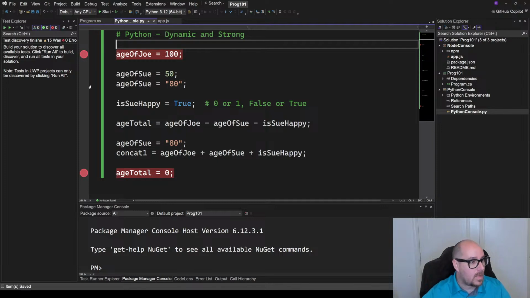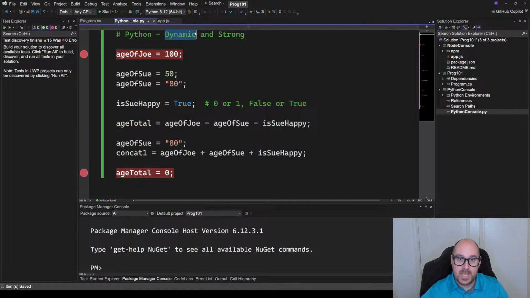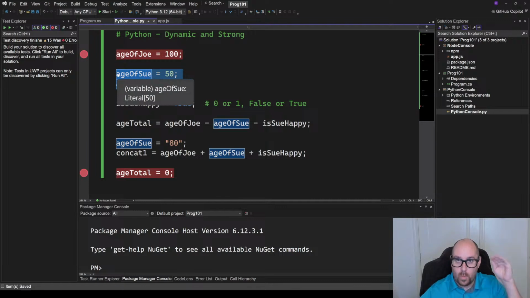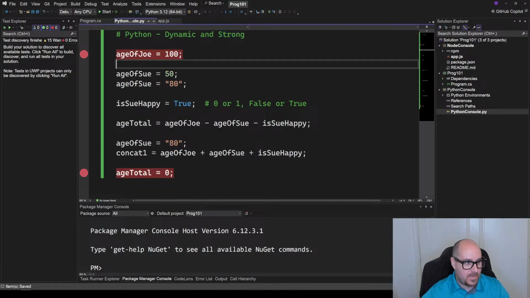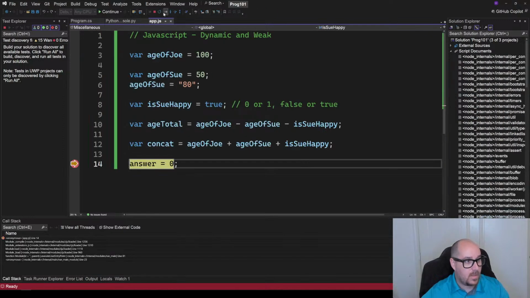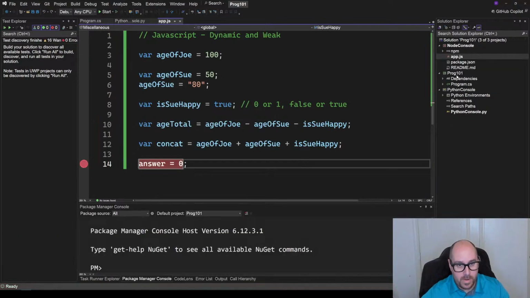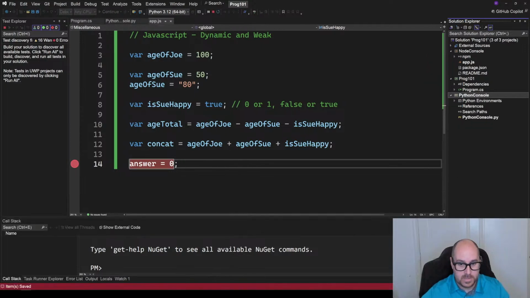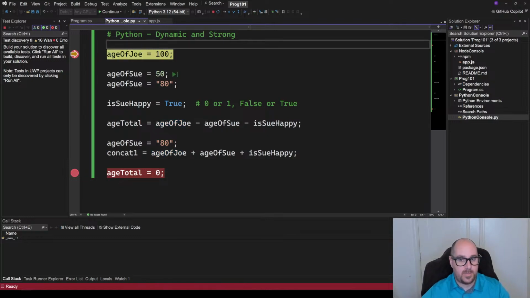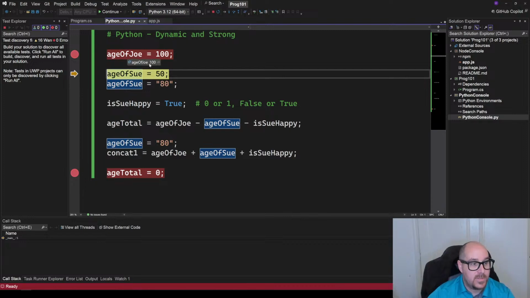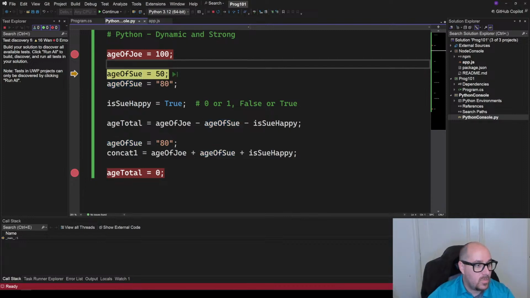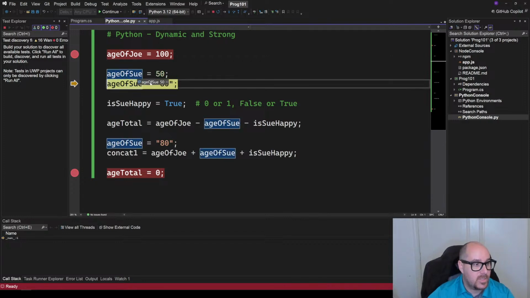Okay. So Python is dynamically typed, which means it cares about what these are while it's running. It'll decide what those types are while it's running. And it's strong typed. So let's talk about that a little bit. Let's just go ahead and run it. Python, set as the startup project, start. Okay, so this is the Python. We have age of Joe, and we say we want age of Joe to be 100. So age of Joe is 100. We want age of Sue to be 50. So age of Sue is 50.